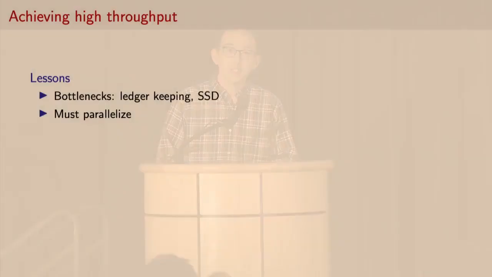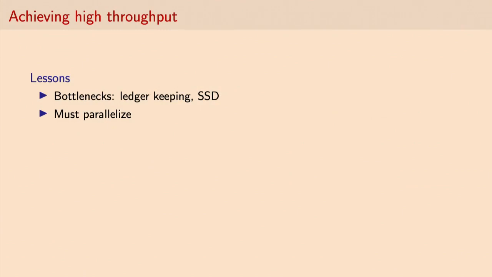To have a high throughput, we have to be quick in both functions. So after implementing the protocol, we learned that, first, Prism is able to move the bottleneck of a cryptocurrency or blockchain system from consensus to ledger keeping. More specifically, the bottleneck actually lies in the SSD and the database for storing the UTXO set. And we also learned that you must parallelize both consensus and ledger keeping in order to achieve a high throughput.